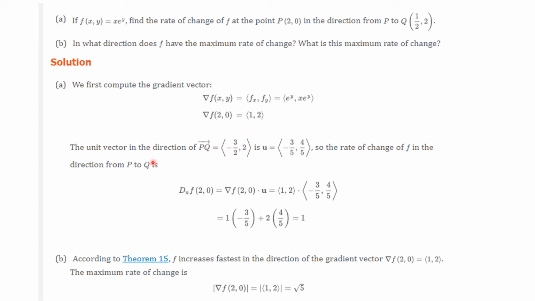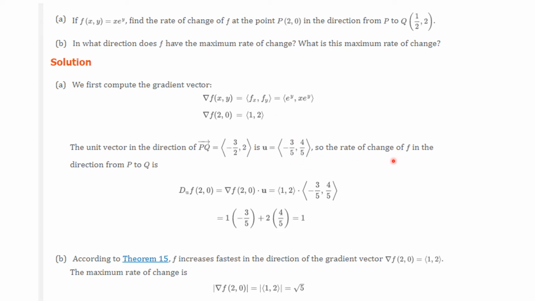Now the unit vector in the direction of PQ, I have to figure that out. I go from here to here. It's going to be the vector ⟨-3/2, 2⟩, and then I normalize this, so I make this into a unit vector, and that calculation is u equals ⟨-3/5, 4/5⟩. And again, you want to check this calculation for yourself.